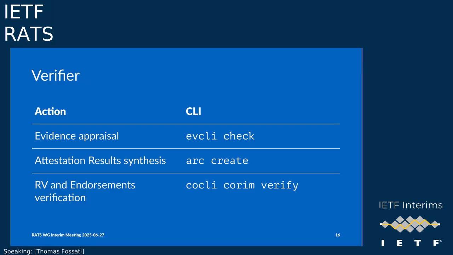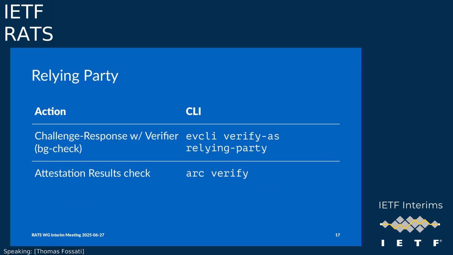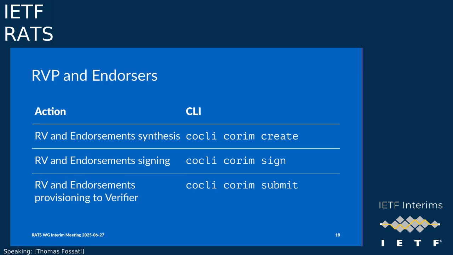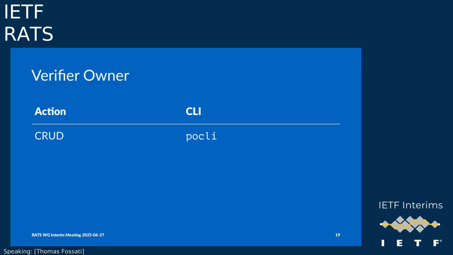Next, please. On the relying party, you can do challenge response with verifier in background check mode using VCLI verify as relying party, and you can check the attestation results using Arc Verify. Next, please. The last one should be the verifier owner. Kathleen, could you please move on one slide? Yes, thank you very much.